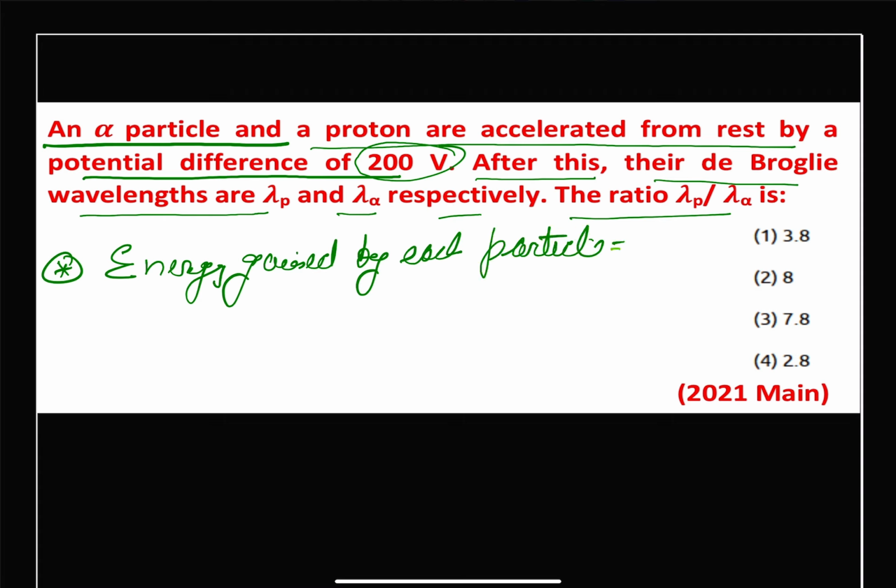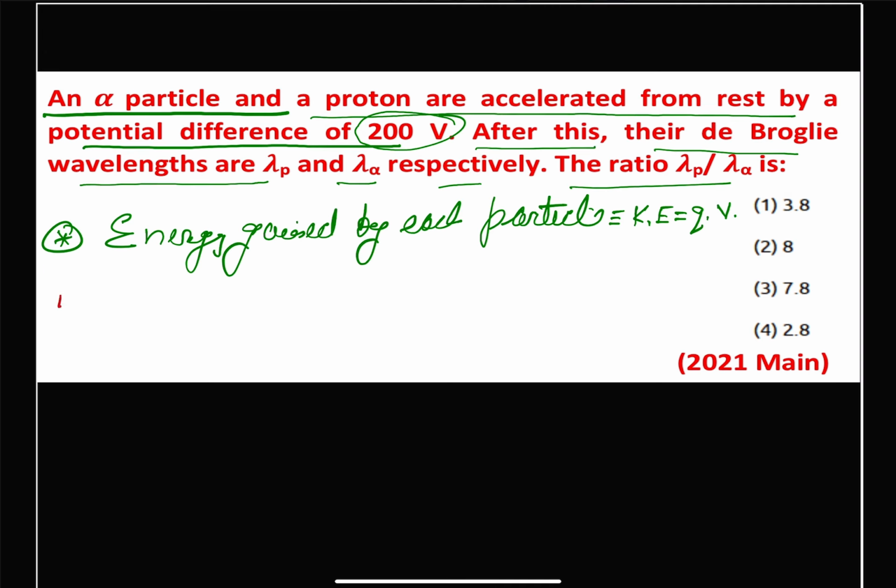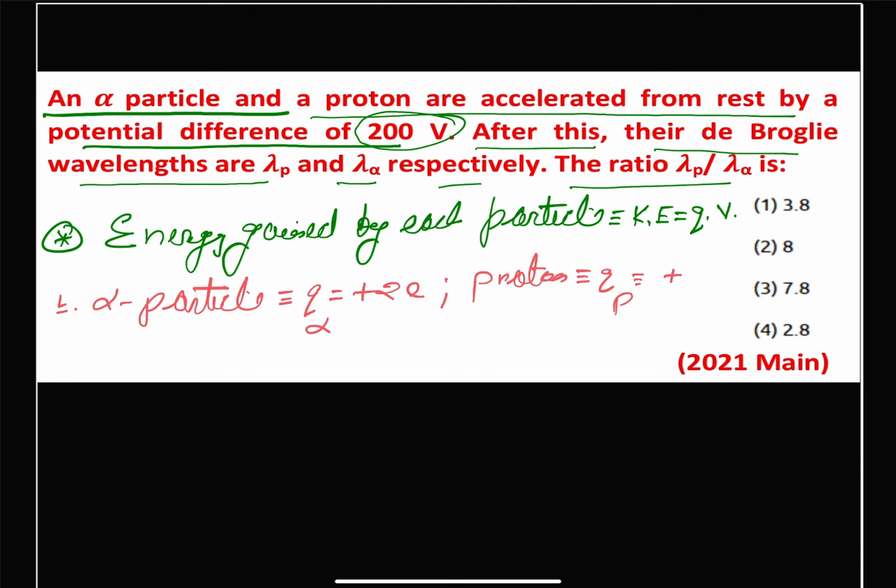is our kinetic energy, which will be equal to charge multiplied by the potential difference. And we have two particles. First particle is the alpha particle, and for alpha particle the charge will be equal to plus 2 times the charge of an electron, and the other one is the proton. So for proton the charge will be equal to plus E.